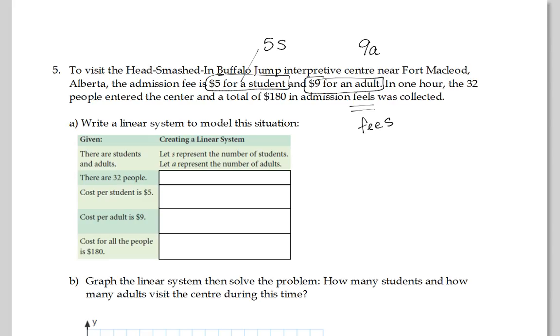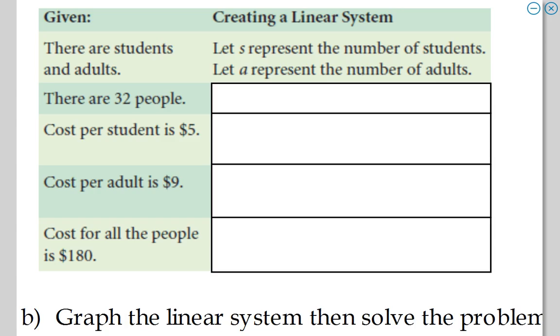Okay, so I have the sort of the brainstorming step here outlined with these white boxes. So let's go and take a look. If you're going to let S represent the number of students and A represent the number of adults, what equation would you use to explain that there are 32 people there? Yeah, it's that simple. The adults plus the students, if you add them up, there are a total of 32 people.